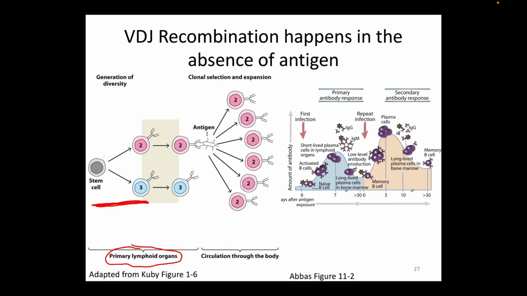And so VDJ recombination is happening here in our response long before we're actually making any response to antigen. We do not do VDJ recombination in order to try to match an antigen. We already have done it to have a receptor that can respond to every possible antigen.